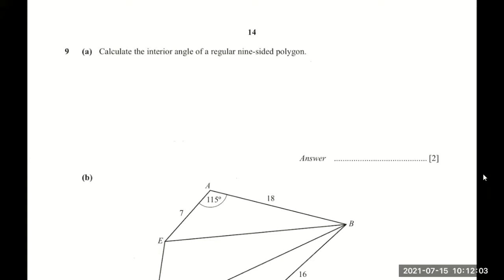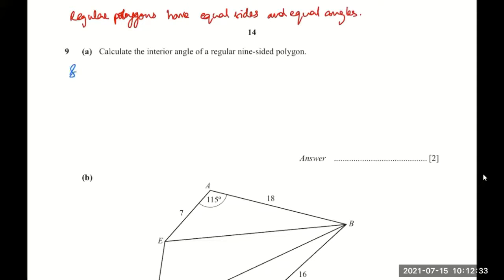It says calculate the interior angle of a regular polygon. What are regular polygons? Regular polygons have equal sides and equal angles. So let me just first write down the formulas.